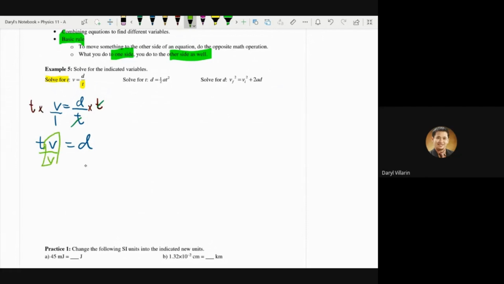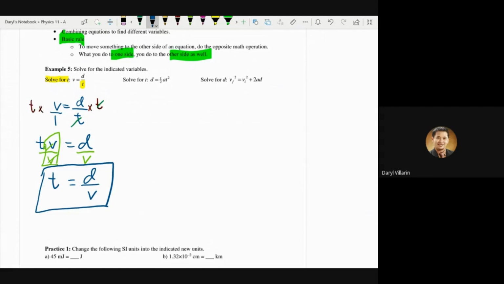Again, this whole thing just gives me 1. Canceling means that the answer is 1. But since I'm dividing on my left-hand side, following the basic rule, I will also divide the other side. Doing so, v over v will give me 1. So that leaves me with t. So t, therefore, is equal to d over v. And that would be your final answer. This is now from your speed equation, you get the expression for t. Okay.